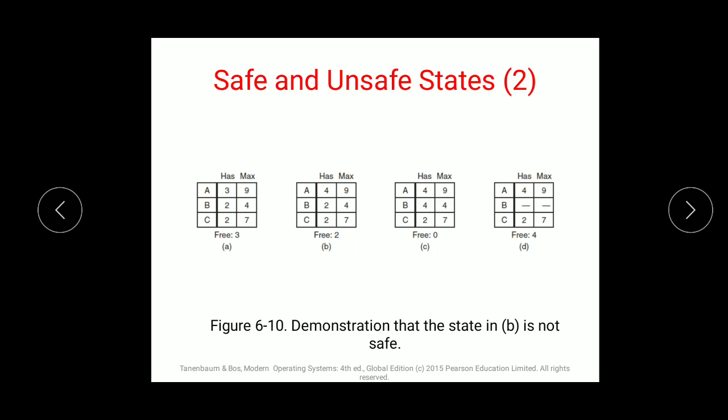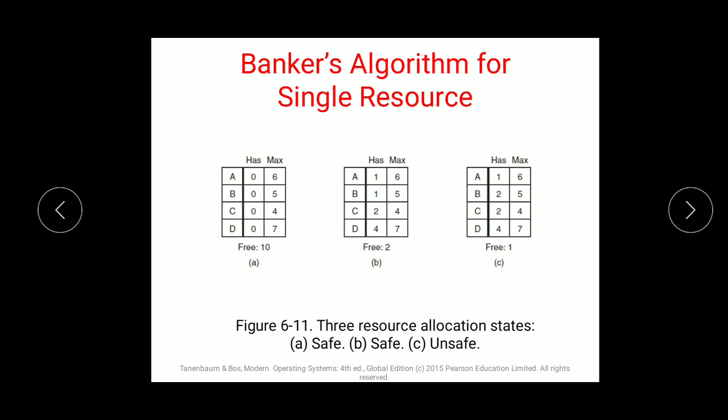Safe and unsafe states are shown here also. This demonstrates that the state in B is not safe because it is not following the actual criteria, it is getting changed. Here it is 3, here it is 4, here it is 4 again, here it is removed. It is following the path, but each and every block is being changed, and because of which it goes into the unsafe state.